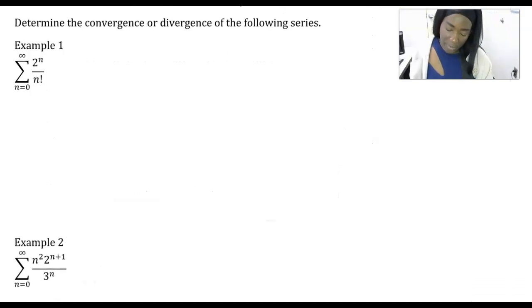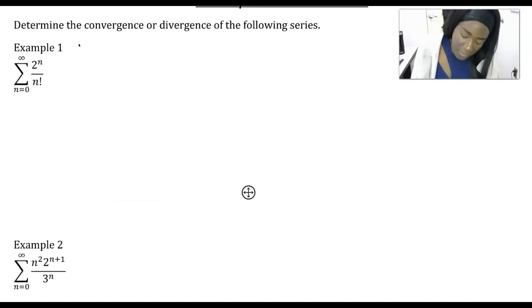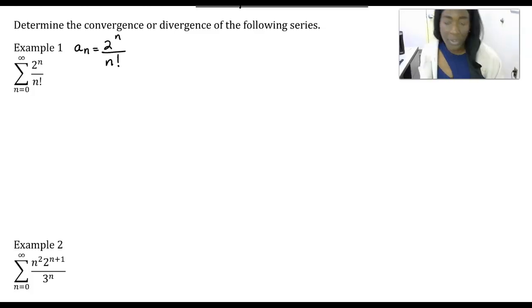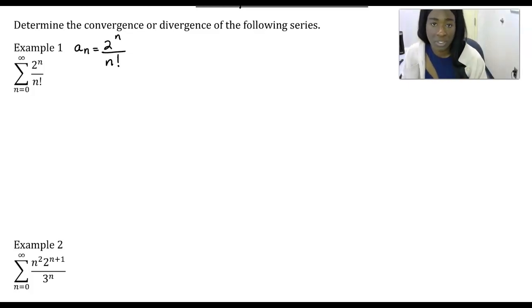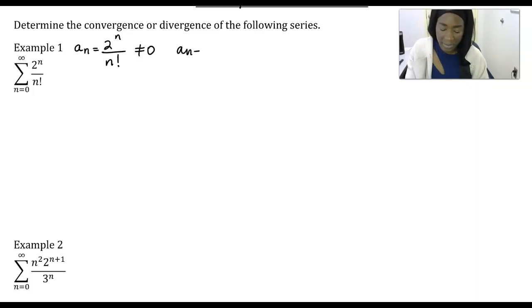So let's look at an example. In example 1, we have a series, and the nth term of this series, just what's on the inside of it, is 2 to the n over n factorial. The first thing I will point out is that this is non-zero. It's never going to be equal to 0, because fractions can only equal 0 when their numerator is equal to 0. So because it's non-zero, we can look at the ratio test.